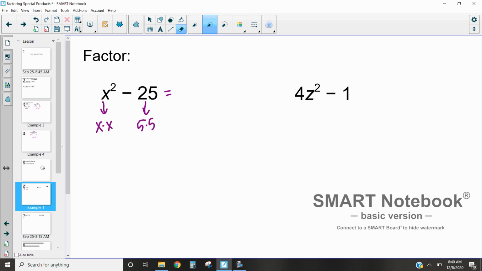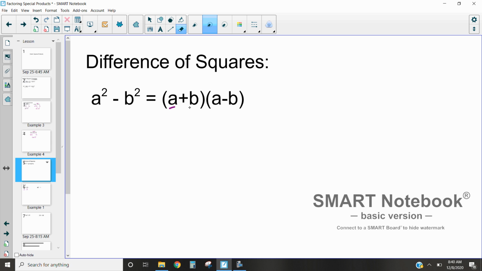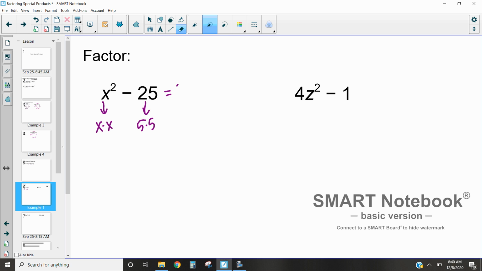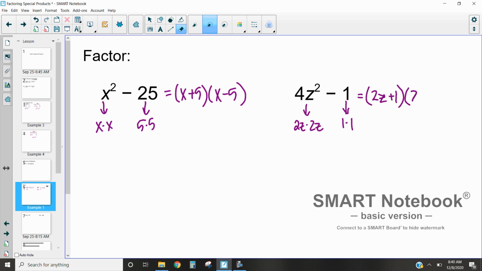So what this actually factors into is the first plus the second times the first minus the second. So this will become x plus 5 times x minus 5. And the second one, we can do the same thing. 4z squared is the same as 2z times 2z, and 1 is the same as 1 times 1. Those are both perfect square numbers, so we can actually write this as 2z plus 1 times 2z minus 1.